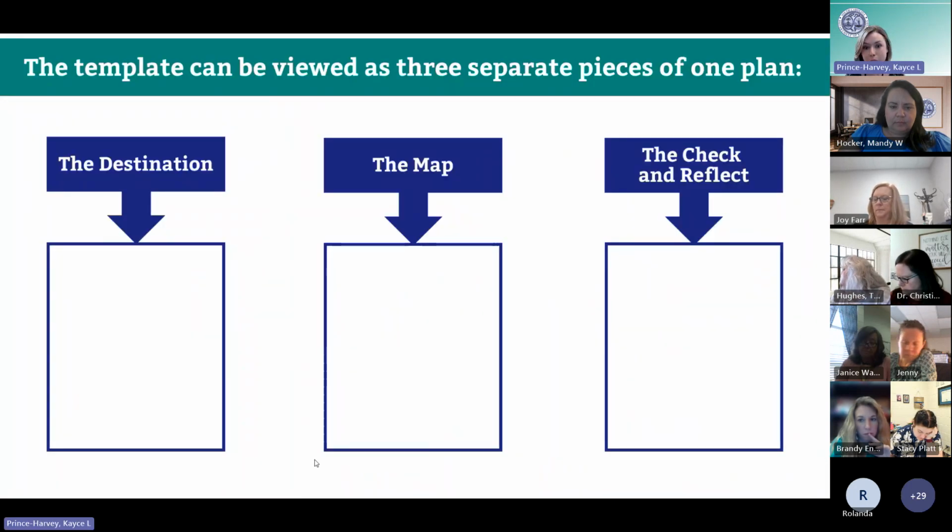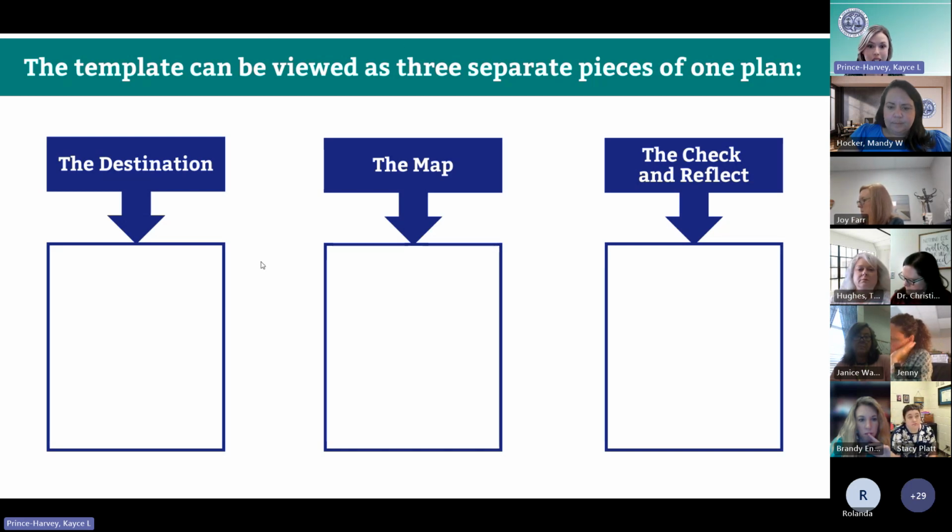So when we think about this process, and that's a good segue there, beginning with the end in mind, you can think about this and sort of the template as three separate pieces of one plan, those being the destination, the map, and then the check and reflect. So knowing where we want to go, figuring out how to get there, and then those checks along the way to make sure that every step we take helps us to get to that destination.